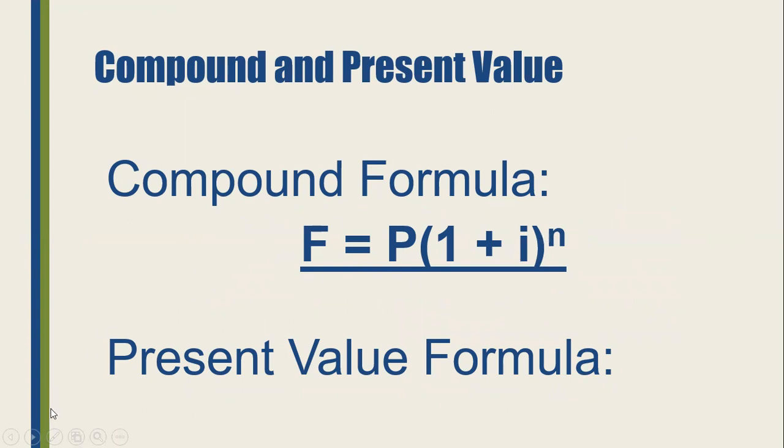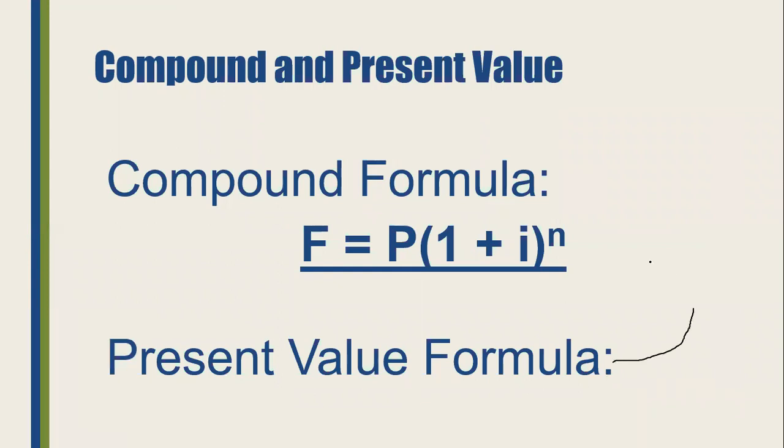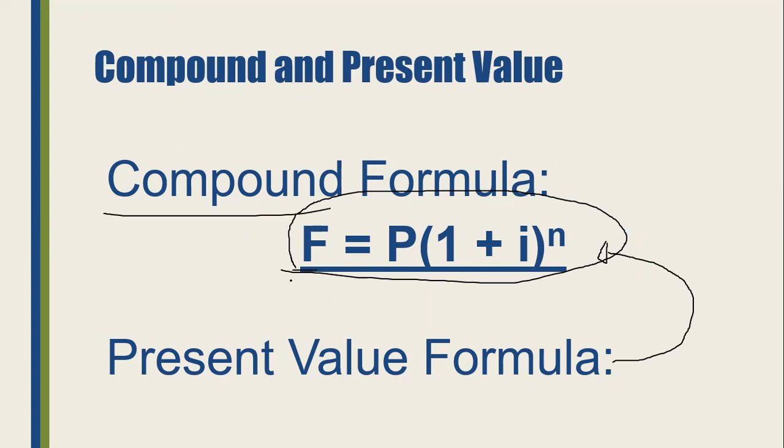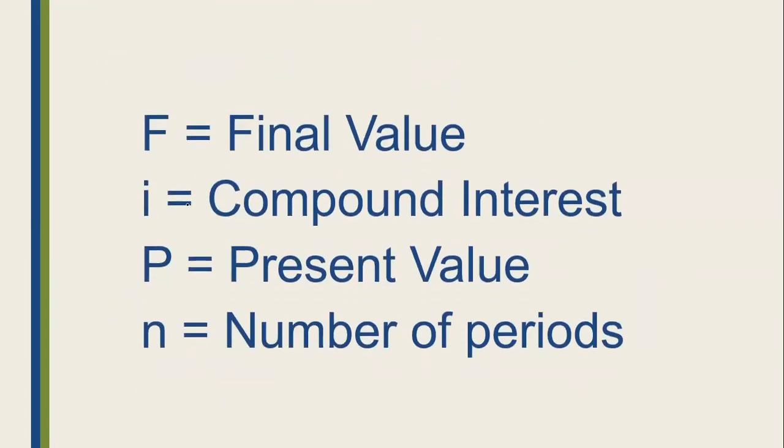Also, this formula, the compound formula, can be used in finding the present value po ang nawawala. So dalawa po ang pwedeng gamitan ng formula na to for compound: kung ang final ang nawawala and also for the present value. Where F is the final value, I is the compound interest, P is the present value, and N is the number of periods. Unlike kay simple interest, si I, kung ano yung rate na binigay, yun na po iyon.